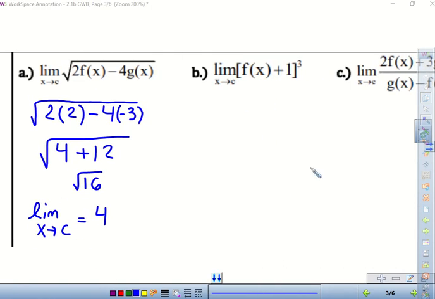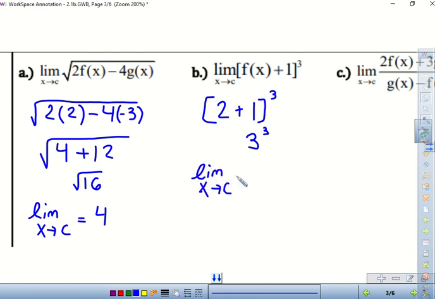Alright. Next one we're going to do is this one here. We're going to plug in for f of x. So 2 plus 1 to the third power. So what do I need to do first, the power or the addition? Addition. Good. So that gives me 3 to the third power, which means that the limit, good, as x approaches c is equal to 27.